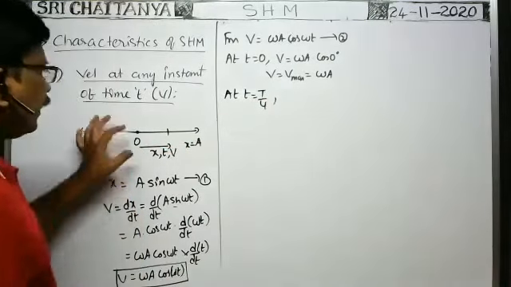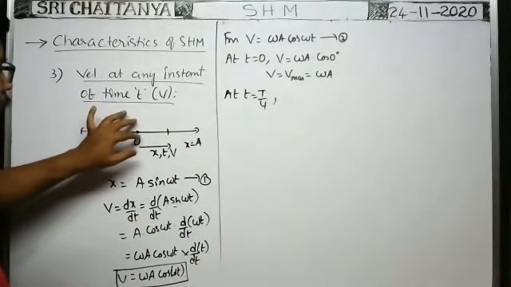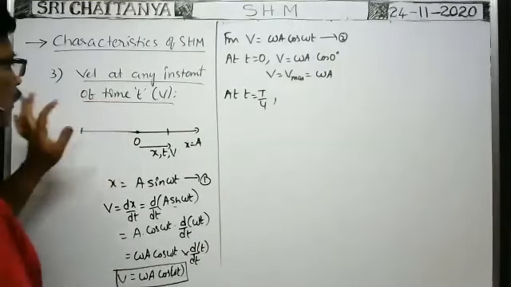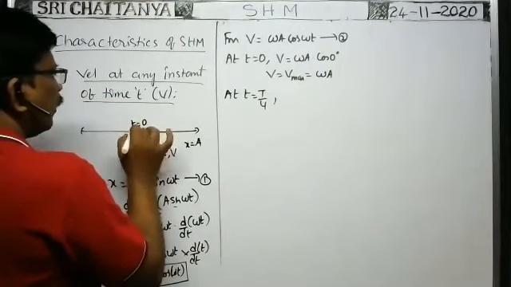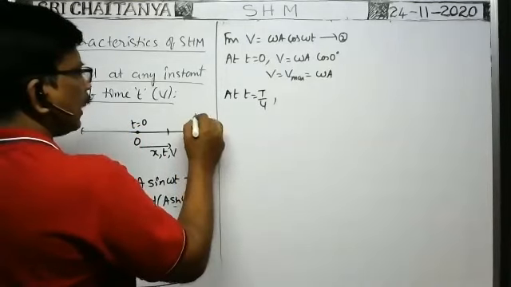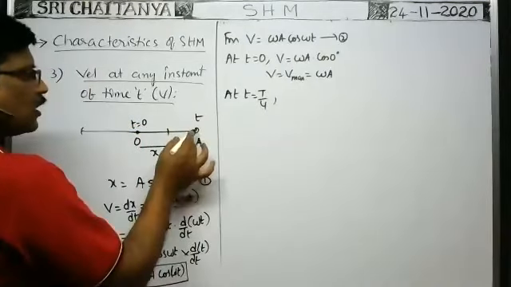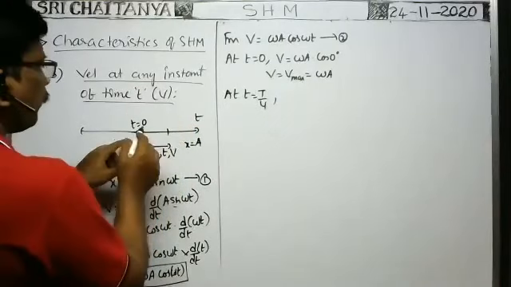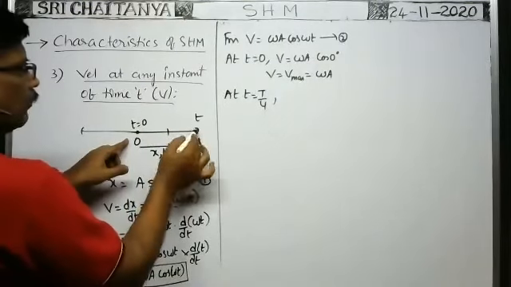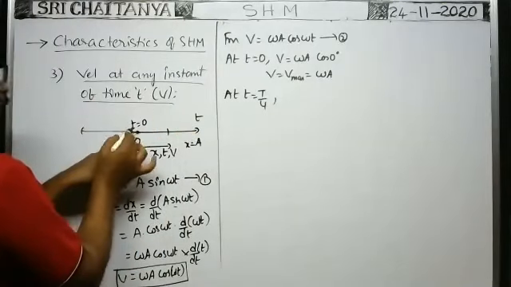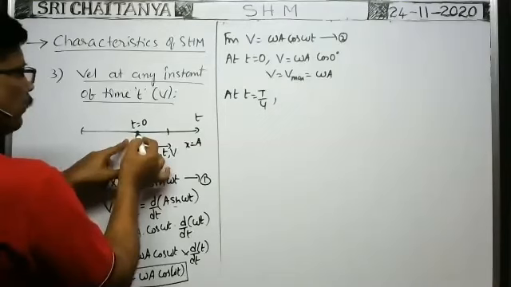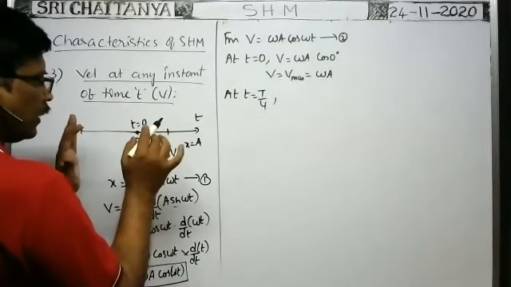That means at t is equal to 0, the particle lies at the mean position, because the motion of the particle is considered from the mean position only. Whenever it reaches the extreme position, what is the time taken? When it reaches the extreme position, it has covered 1/4 of an oscillation, because when the particle travels from the mean position to the extreme, and from the extreme again to the mean position, then we can say it completes one oscillation.